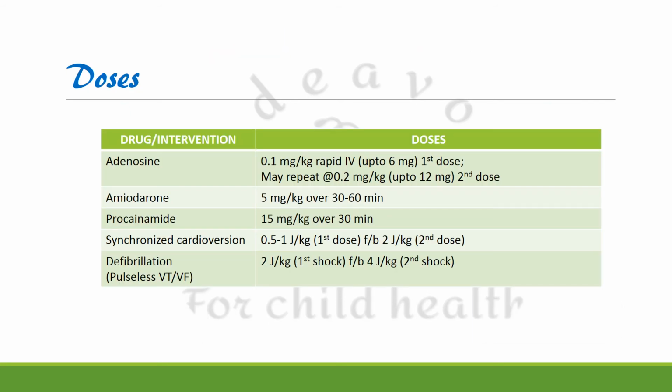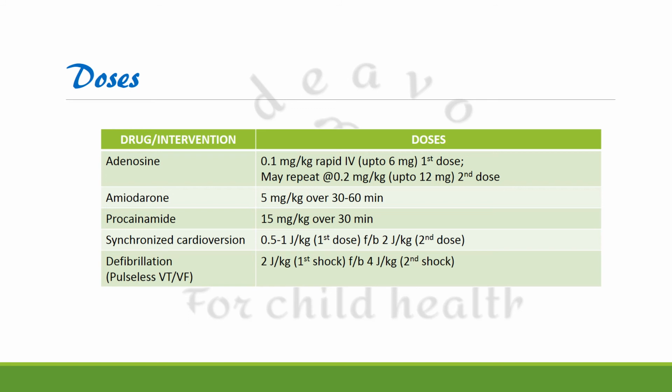Now coming on to the doses. Adenosine is given 0.1 mg per kg rapid IV, up to 6 mg maximum for the first dose. You may repeat at the rate of 0.2 mg per kg, maximum 12 mg, in the second dose. Amiodarone is given 5 mg per kg over 30 to 60 minutes and procainamide 15 mg per kg over 30 minutes.